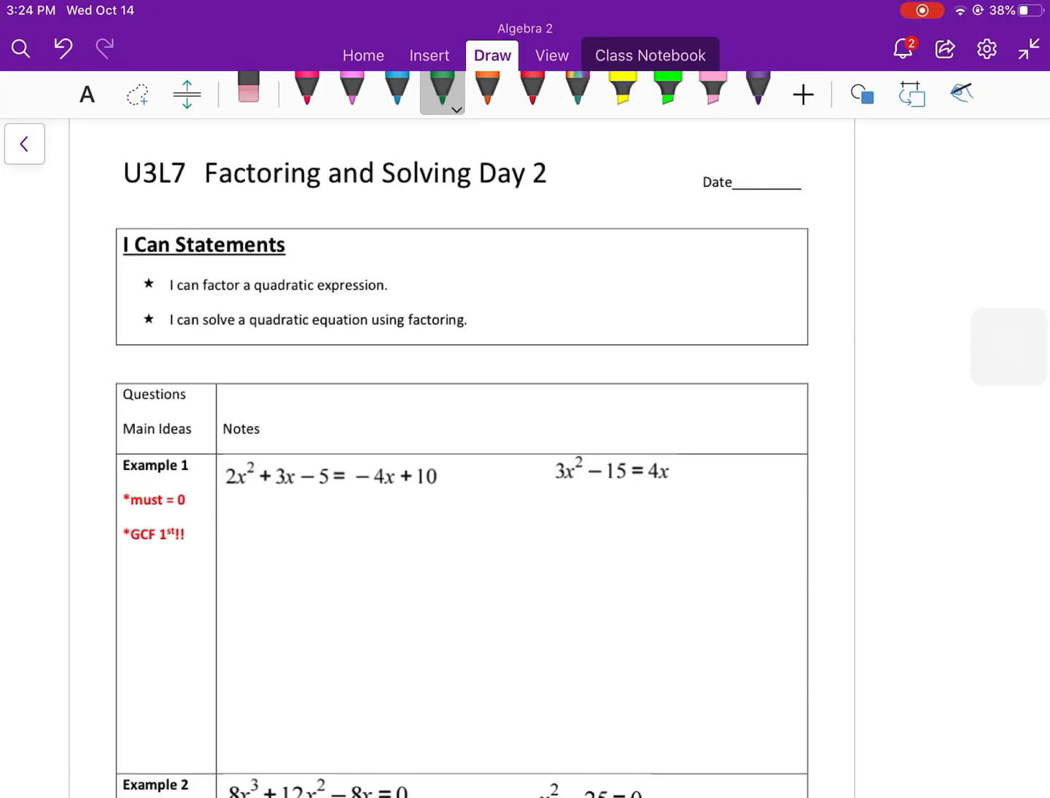Hey guys, day 2 of factoring and solving. I just wanted to really practice this so we know that we are good to go. So just some more practice with factoring and solving.